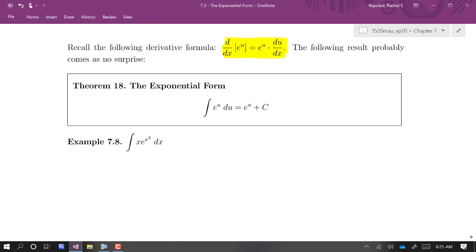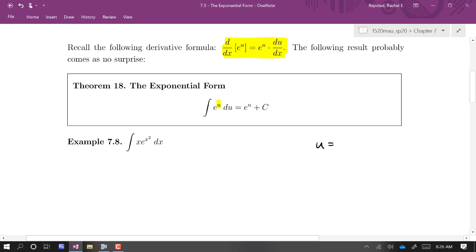If something fits the exponential form, u has to be the stuff in the exponent. Not everything is going to fit. Not everything with an exponential function is going to fit the exponential form. Case in point, the last example in the last section involved e to the stuff, and it wasn't an exponential form. But if something does fit the exponential form, we have to let u equal the stuff in the exponent.